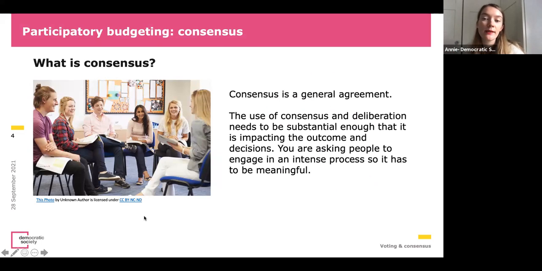So consensus is basically a general agreement of some sort, and the use of consensus and deliberation needs to be substantial enough that it's impacting the outcome of the decision. So you're asking people to engage in quite an intense process. So sometimes it might be multiple weekends or multiple events that you're running to get to a conclusion of some sort. So it has to be meaningful. You have to tell them, this ultimate decision will influence something, or it will go to a final vote, but you're having an impact. So otherwise, having all these sort of conversations is a bit meaningless. So just letting people know the importance of their outcome and their decision and the impact that they're making.